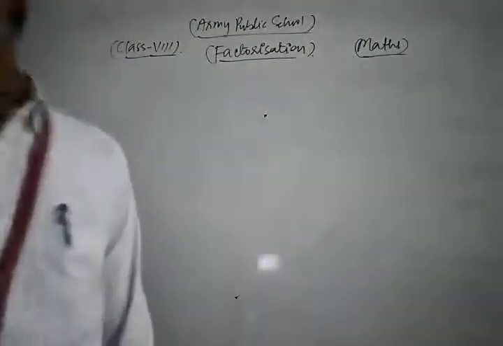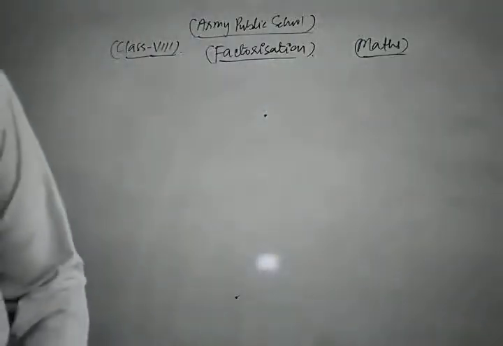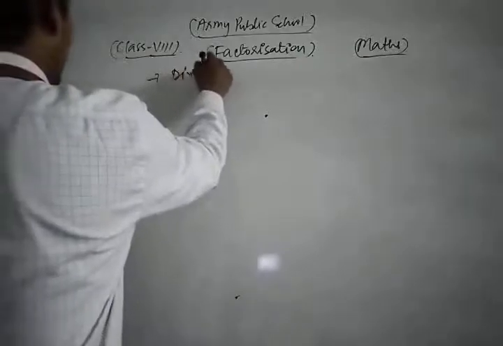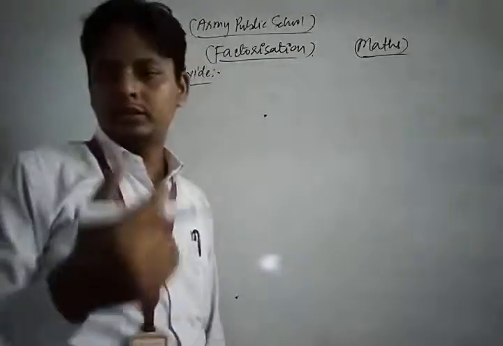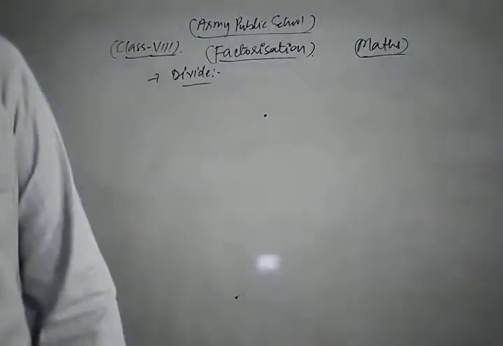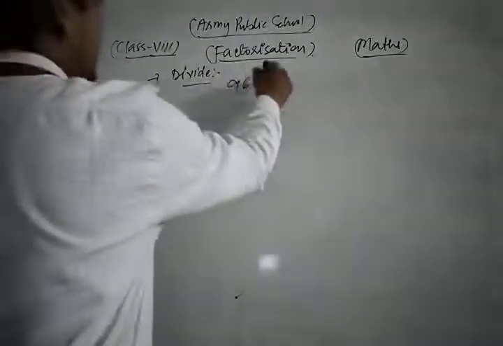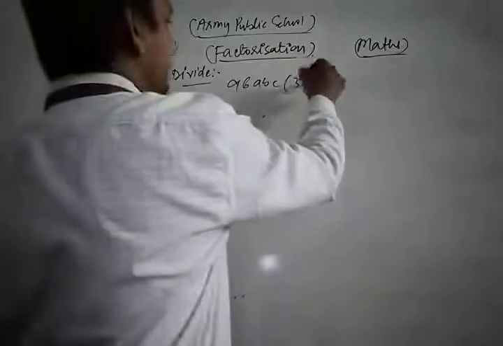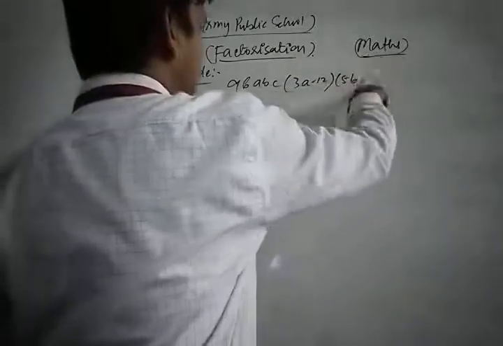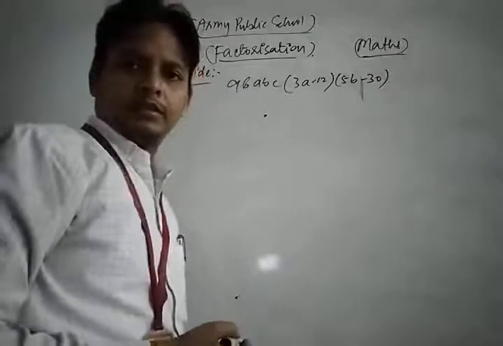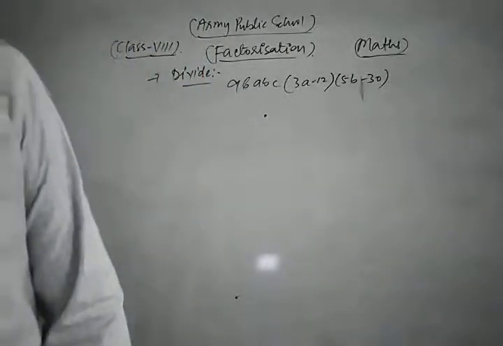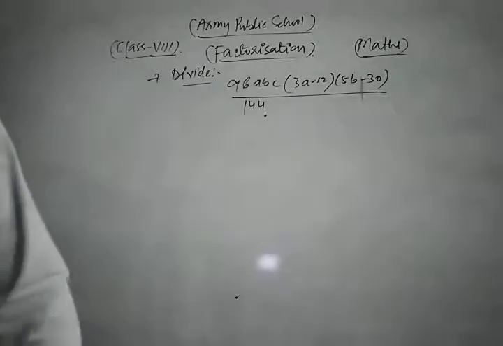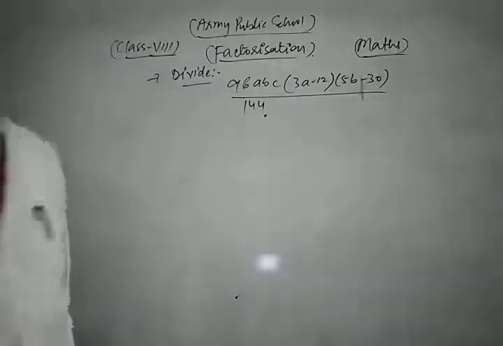Now the next question is: divide. Okay, the first question is divide, and our expression is 96abc in bracket 3a minus 12 and 5b minus 30, divided by 144 in brackets a minus 4 and b minus 6.